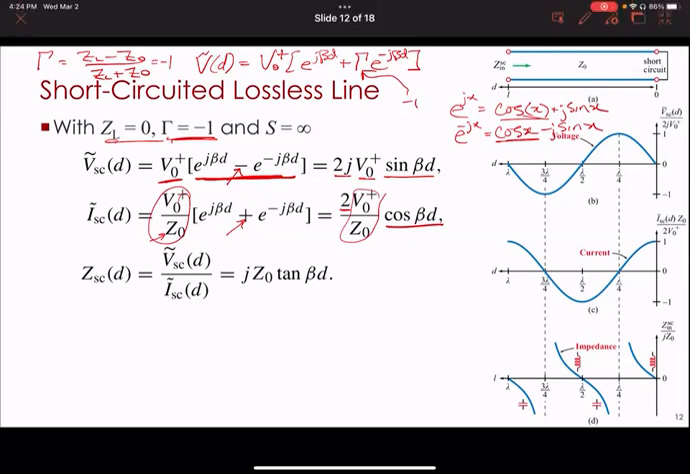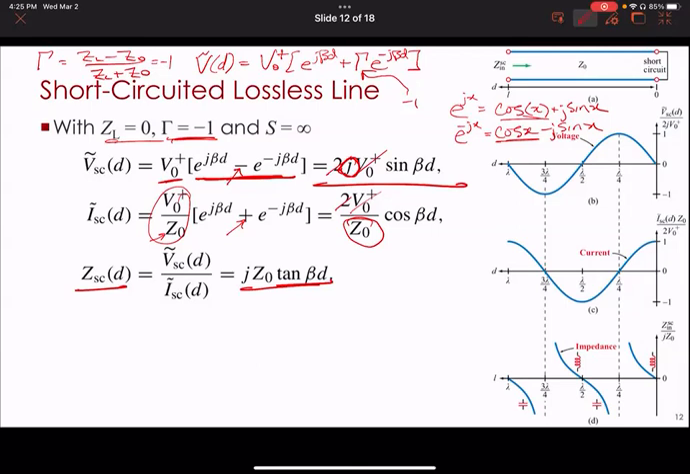All right. So, as we know, if we want impedance, we do voltage divided by current. That one divided by that one: 2j V0 plus sine beta d divided by 2 V0 plus cos beta d over Z naught. So we're going to get some stuff canceling, right? The 2's cancel, the V0 plus cancels. We have a sine over cos. Sine x divided by cos x is tan. So we have tan beta d. We're left with our j and Z naught. Now Z naught's in the denominator of the denominator, so it goes up top.